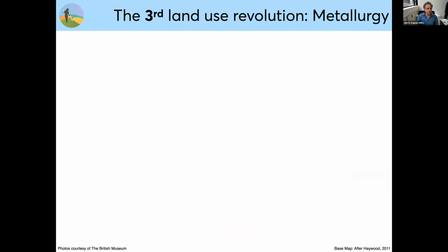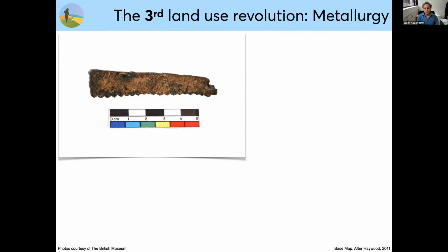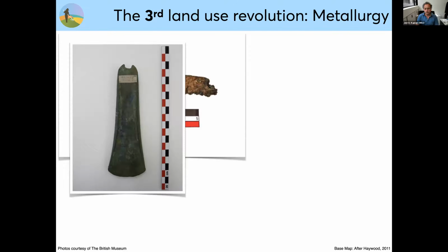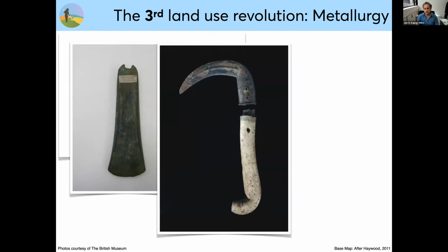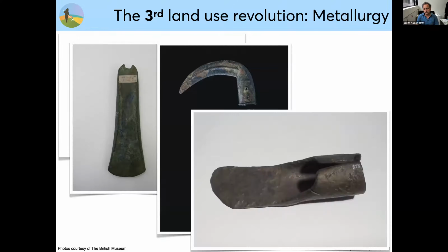The other thing, of course, that changes over the pre-industrial period is something that revolutionizes our relationship with the landscape, and that is the development of metallurgy. First copper, then bronze and iron. These are a few different bronze tools which have been recovered from archaeological sites in Europe. So we had a saw, an axe, a sickle, and this is a hoe.